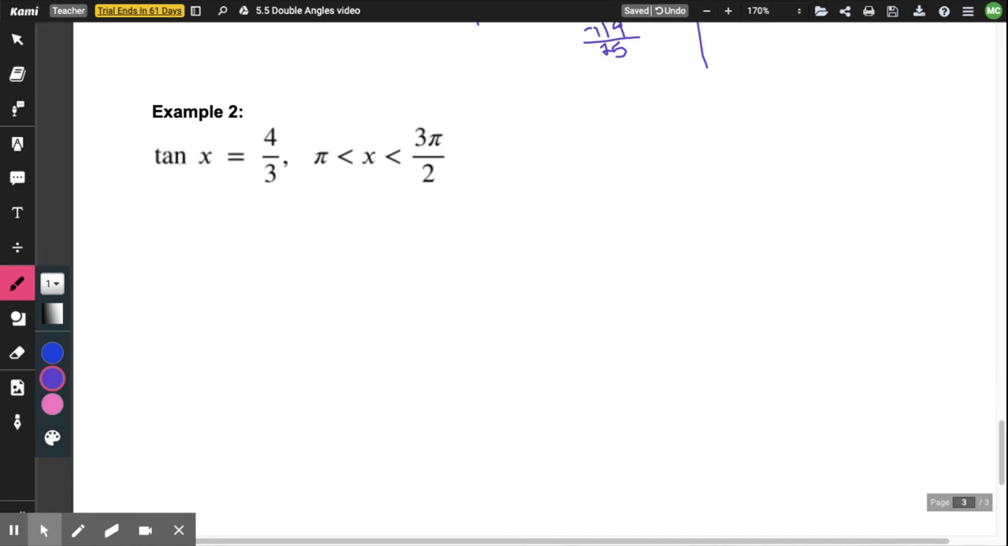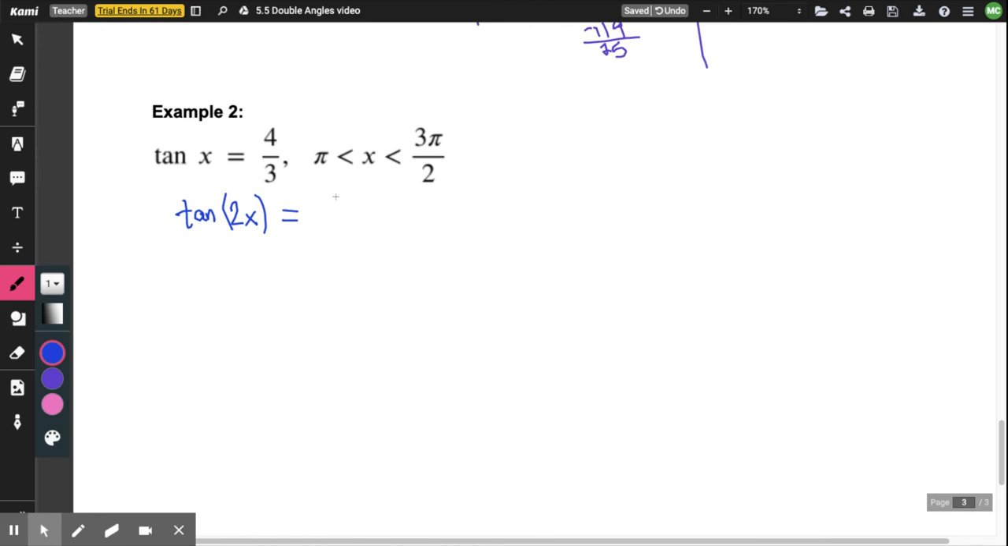Okay, so for my last example here, they tell me that tangent of x is 4/3, and x is between pi and 3 pi over 2, so that means it's in quadrant 3. They didn't ask me what to find on this one, but we're doing tangent of double angles, so I'm going to say this is tangent of 2x that we're looking for.